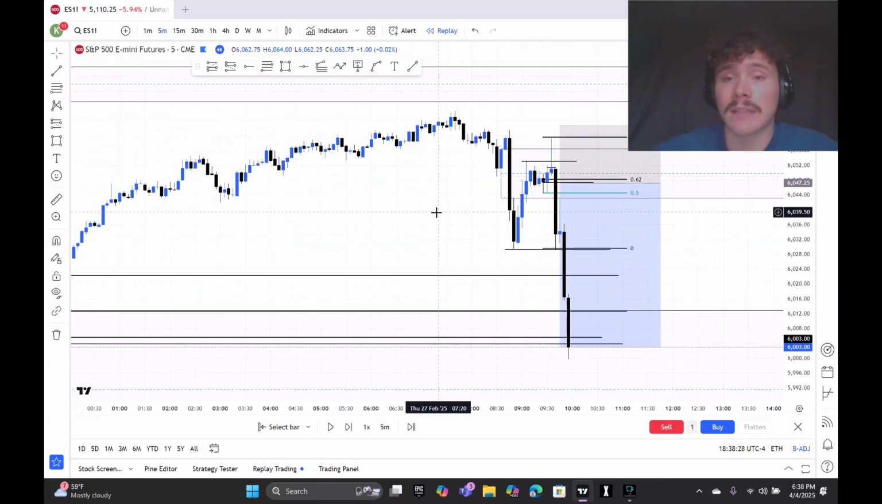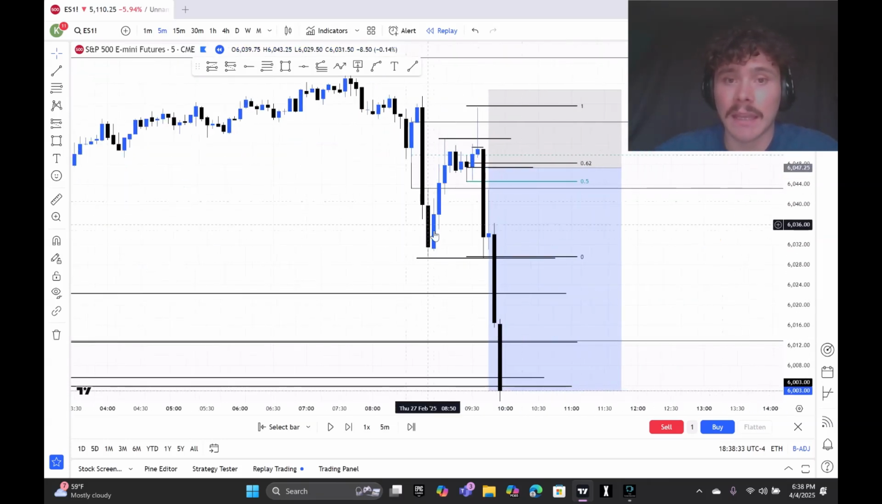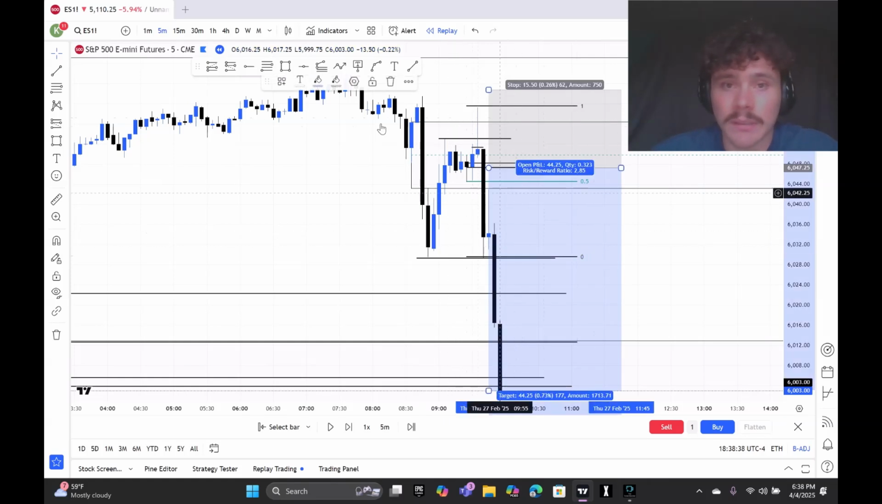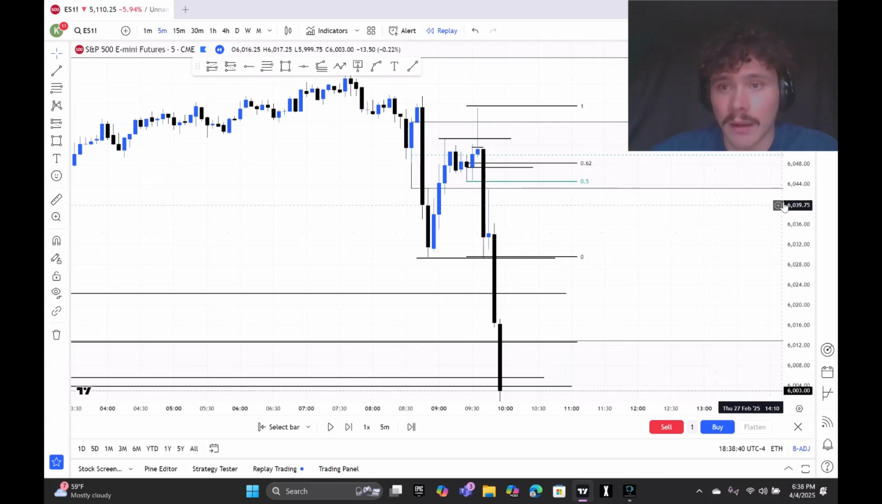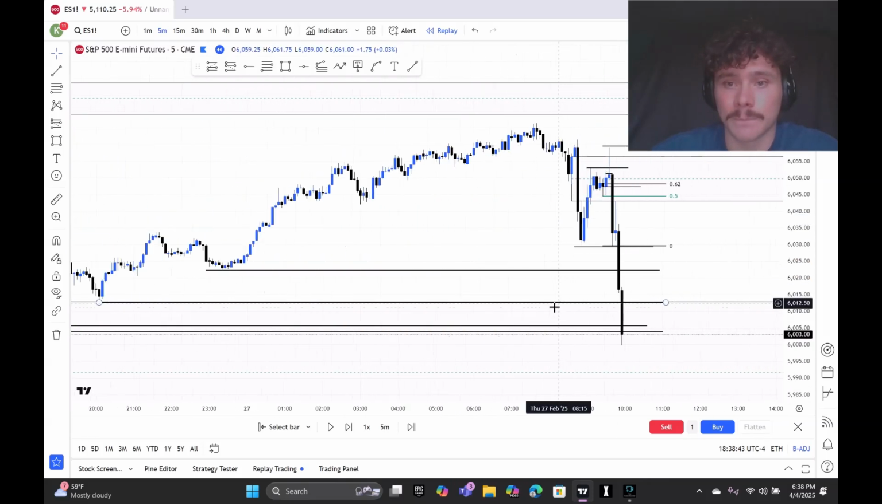If I had not aligned my time frames and I was not confident in this, I might have wanted to see a 5 minute break of structure here, which I don't blame you. 5 minute break of structure, retracement, super common entry. Look what happens. You do not get an entry. Price leaves without you.